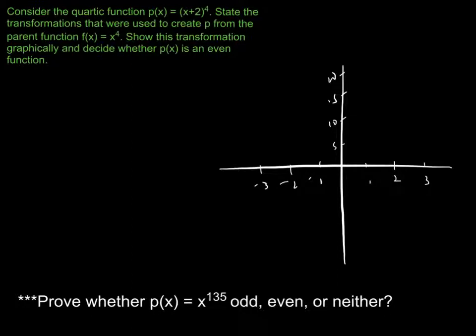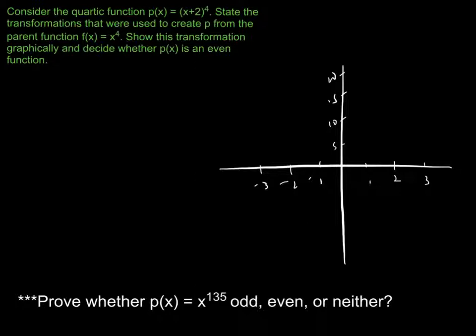All right, so we are going to continue thinking about the types of transformations that we can make to parent functions. And here we want to consider the quartic function p of x given by (x + 2)^4. And we want to state the transformations that were used to create p from the parent function f of x equals x^4. We want to show this transformation graphically and decide whether p of x is an even function. All right, a lot going on there.